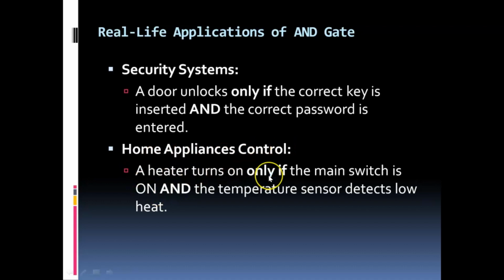A heater turns on only if the main switch is on and the temperature sensor detects low heat. So the heater works on the process where the main switch should be on, and the next condition is that the temperature sensor should detect low heat, like cold or low heat, then only your heater starts working. So both the conditions should be true. This is how your AND gate works. This is used in our day-to-day life.